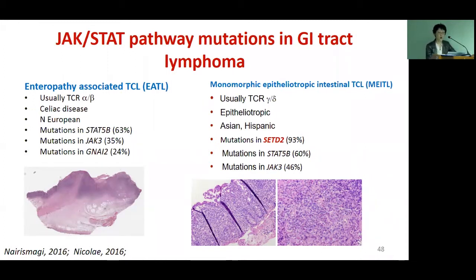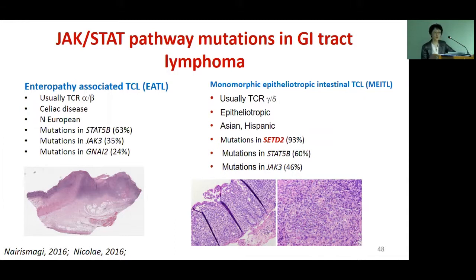Whereas the monomorphic form of the intestinal T-cell lymphomas are typically gamma delta T-cells. They're epitheliotropic. They tend to occur in the Asian and Hispanic population. And while there is some sharing or overlap of the mutations seen in this form of tumor, like STAT5B and JAK3, they preferentially have mutations in the SETD2 gene, which is almost not seen in EATL type 1. So the presence of SETD2 mutation might be able to provide support that this is a monomorphic epitheliotropic T-cell lymphoma versus EATL.